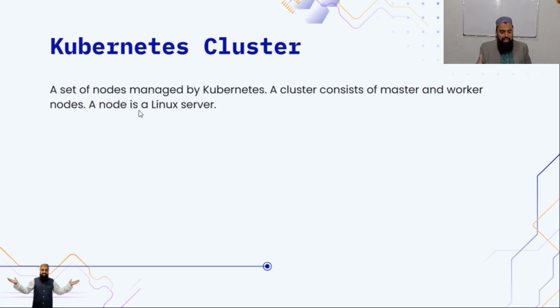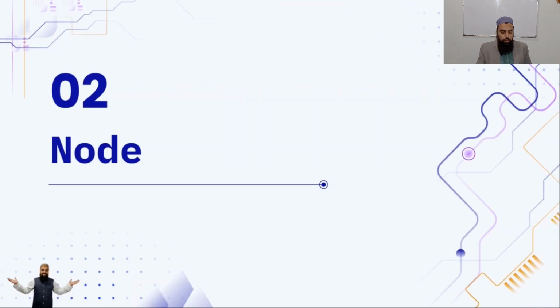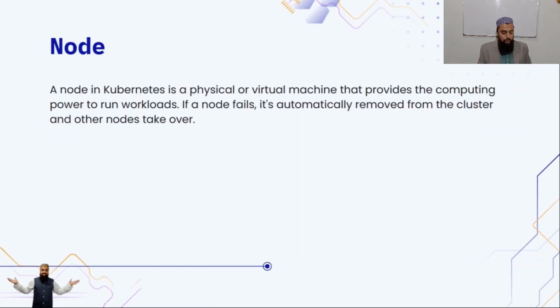A node is like a Linux machine. A node can be a virtual machine on your cloud provider, on AWS or Google Cloud Platform. So the set of nodes form a Kubernetes cluster. It is simple and really basic. We know that.